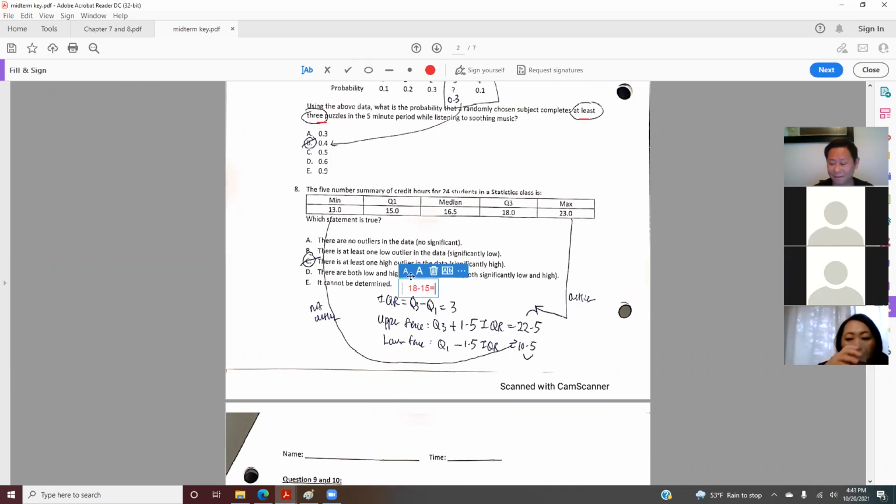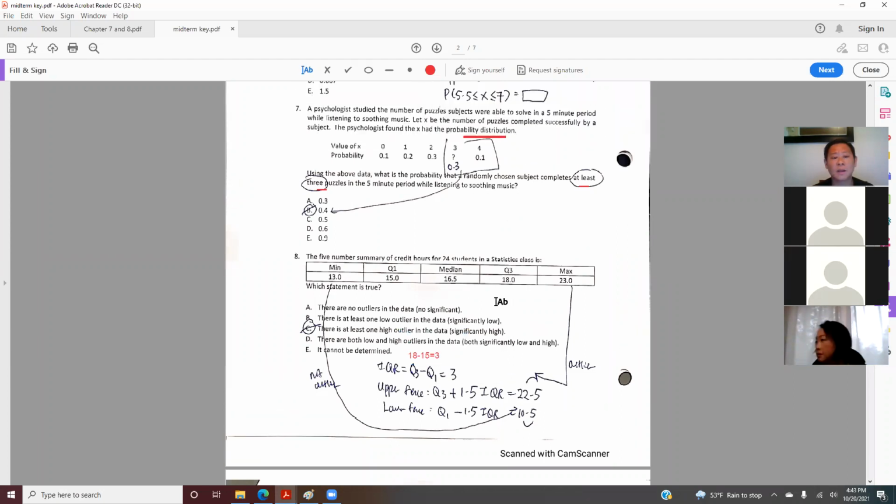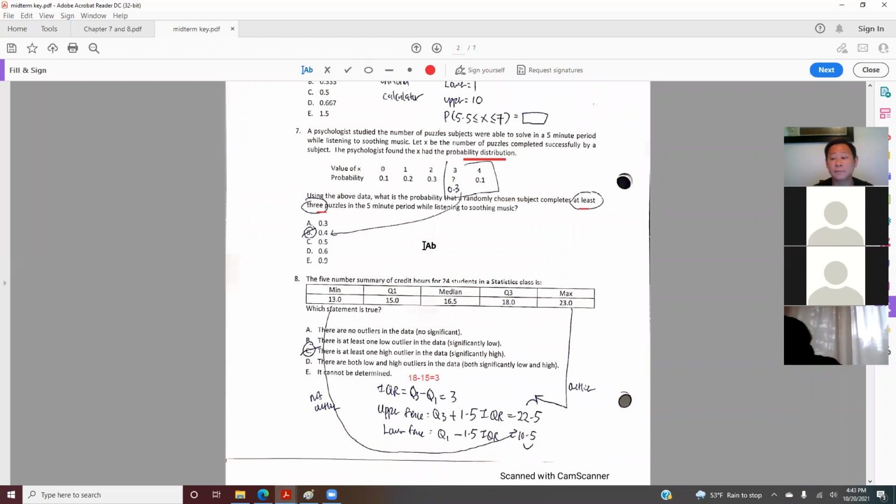I also have a question. Can you remind me what the correct answer was for number 7? B. Okay. You have to add the 0.3 and 0.1. Okay.